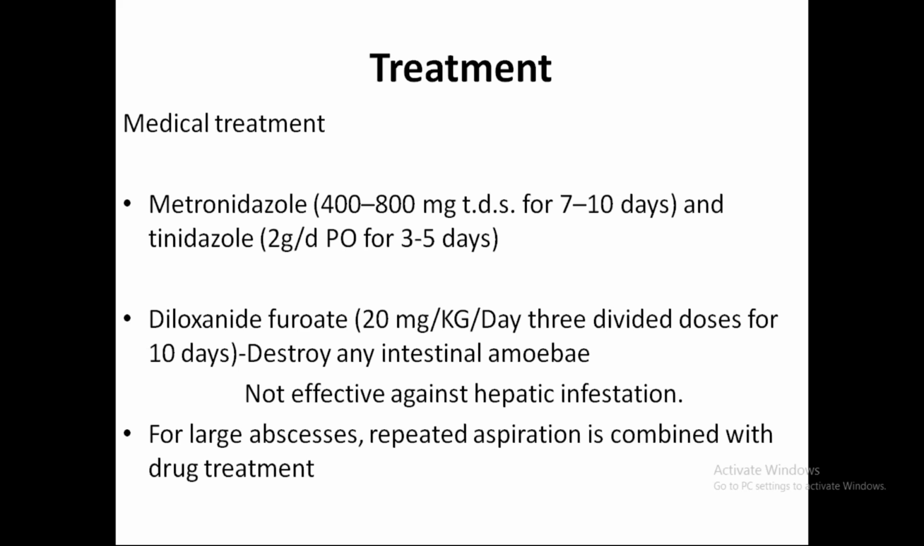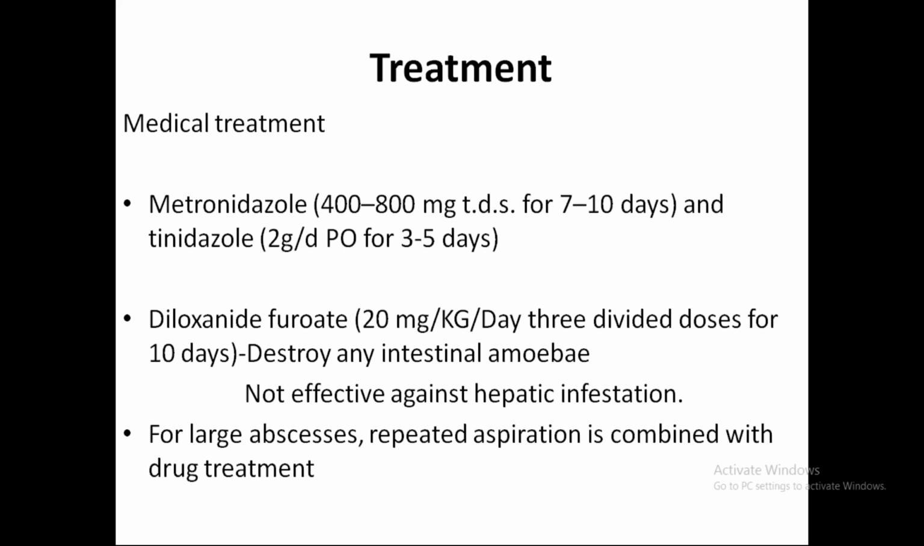Metronidazole is given 400 to 800 milligrams TID for 7 to 10 days, and tinidazole 2 gram per day orally for 3 to 5 days. They usually give metronidazole as it is sterile, so there is no need to give any other antibiotic. But if you suspect some secondary infection, then you have to add an antibiotic along with metronidazole.